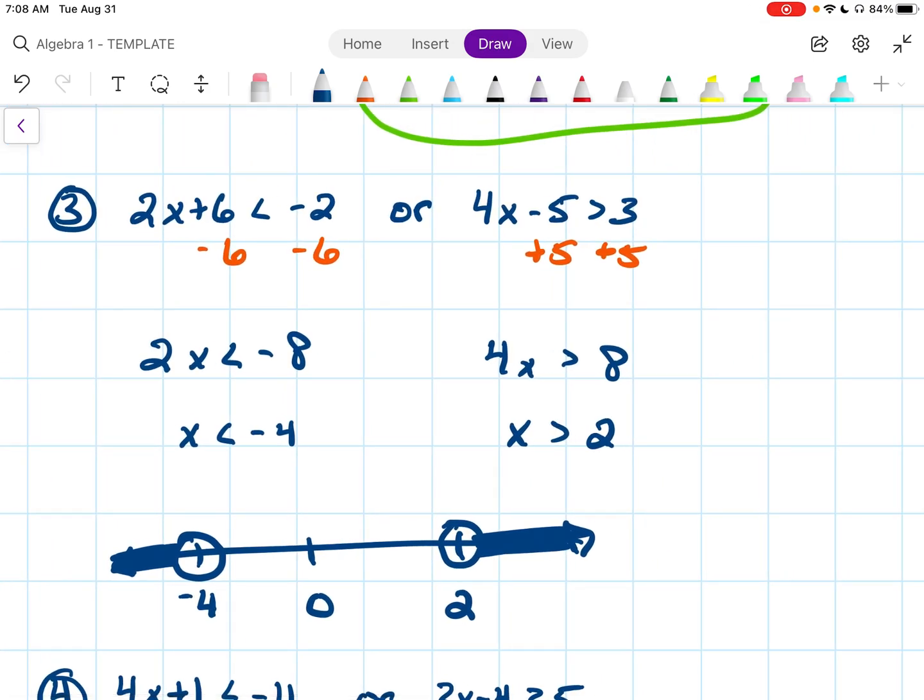So you can see that this one, we're saying that we either want the number to be less than 4, or -4, excuse me, or larger than 2. So we have to shade both like the edges.